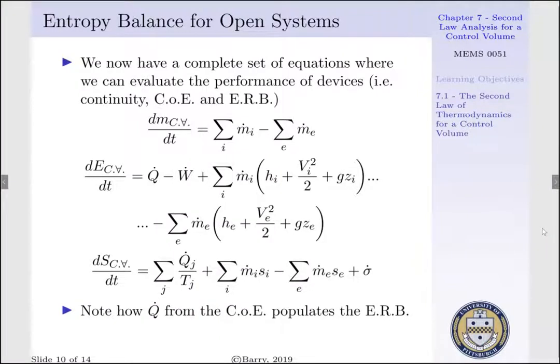Now, with our ERB, we have a complete set of equations that we can evaluate the performance of devices with. First, we have the continuity equation. The time rate of change of the mass within our control volume is the sum of the mass flows in, plus the sum of the mass flows out.